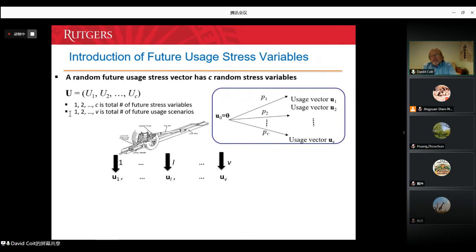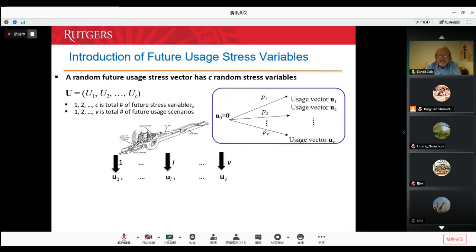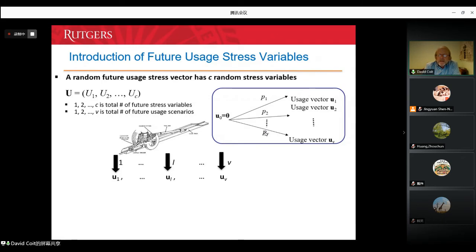But right now, if you look in the middle of the slide, I have vector u1, vector ul, vector uv. Notice those are not big letters. Those are small letters, and those are bold, so those are all vectors. Those are v different vectors that I've chosen to represent the uncertainty in capital U, which is random. So think of it as a random distribution of c variables, and I'm choosing v possible outcomes.